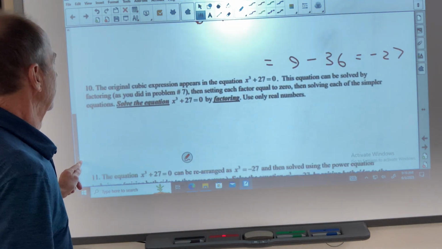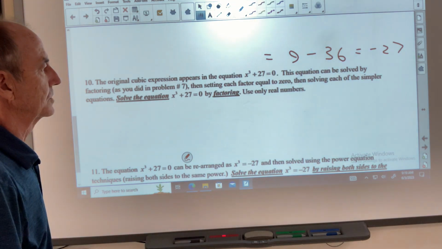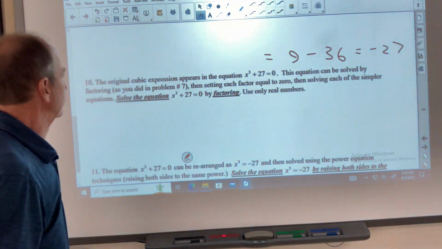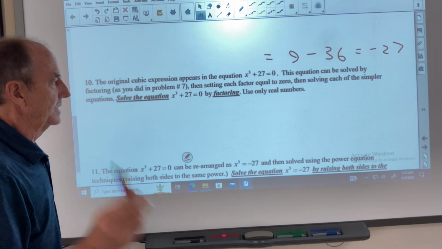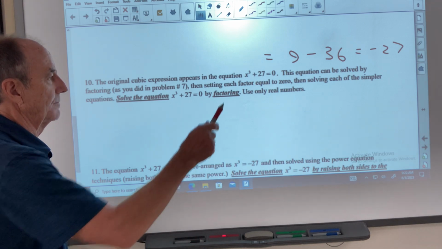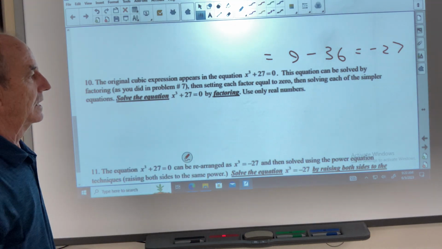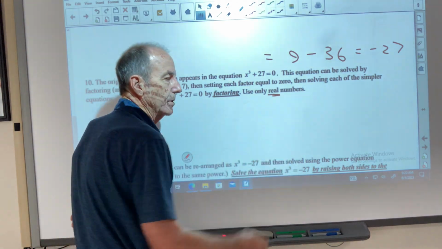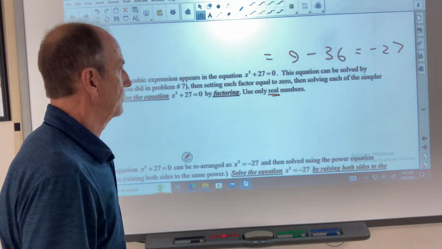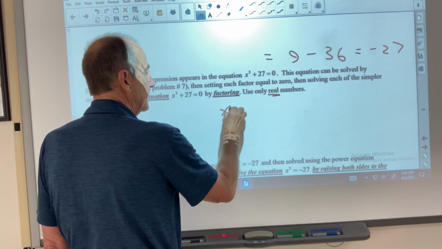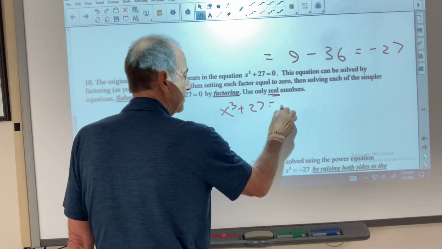Okay. The original cubic expression appears in this equation. This equation can be solved by factoring, then setting each factor equal to 0, then solving each of the simpler equations. It says use only real numbers, so no complex numbers for this particular problem. So let's see, we have x cubed plus 27 is equal to 0.